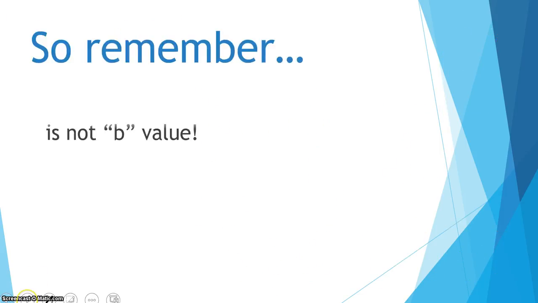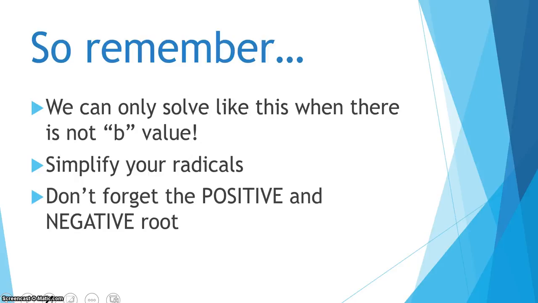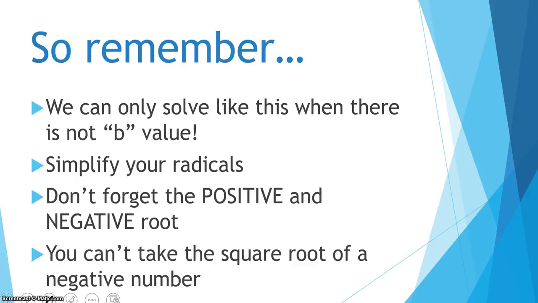So remember, we can only solve like this when there is not a b value. Make sure you simplify your radicals by taking the square root in your calculator. Don't forget the positive and negative root. And you can't take the square root of a negative number, so we put our solution as imaginary.